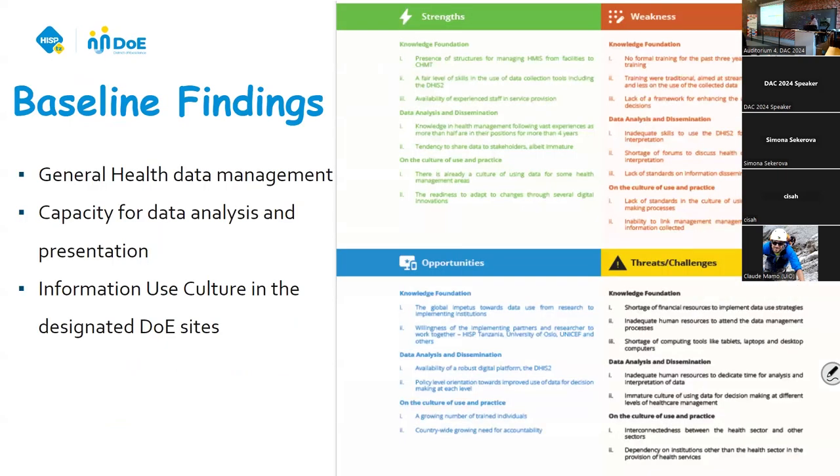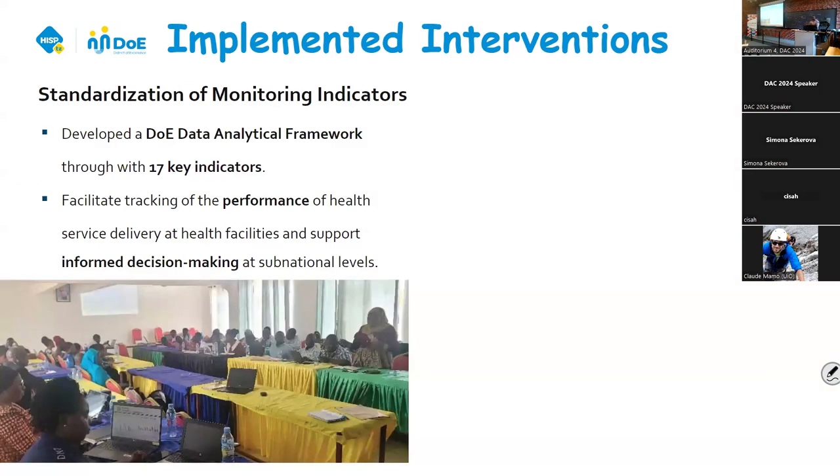So there's full documentation which we wrote in terms of our baseline findings. We did it in three areas: looking at the data management at these facilities and districts, their capacity in terms of data analysis and presentation, but also the information use culture in these two sites. And of course, some of the SWOT analysis which we have done. I think you can read a little bit more. We have printed some of our reports here to have a little time going through that. So what interventions do we do now in these two districts?